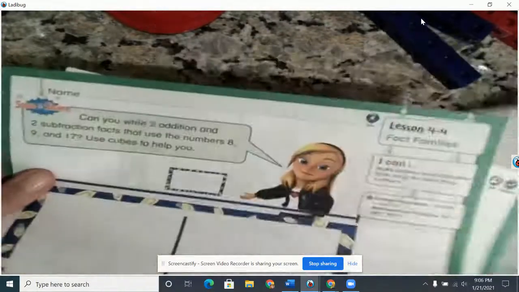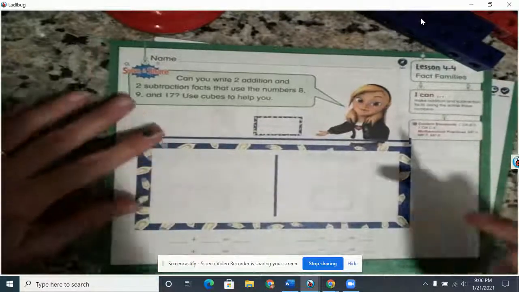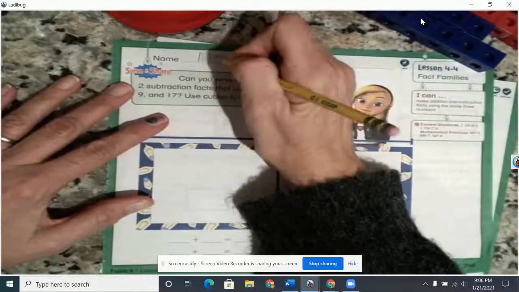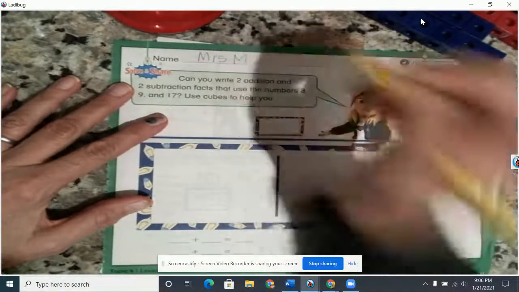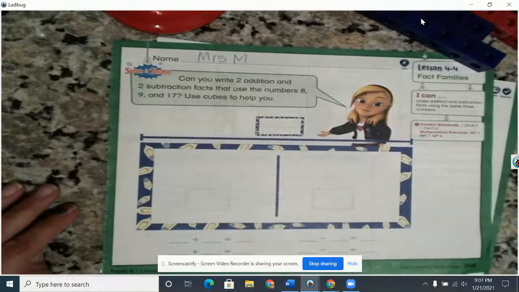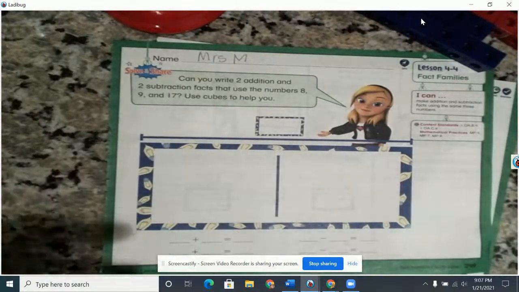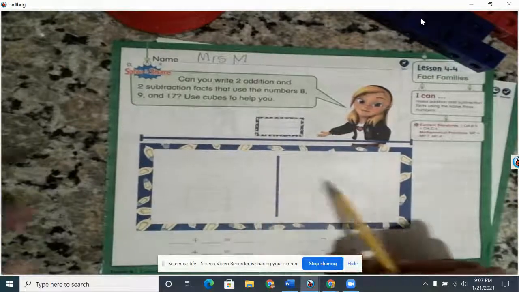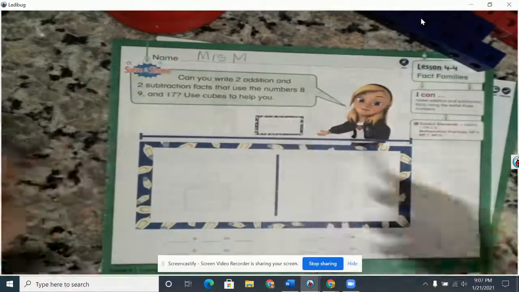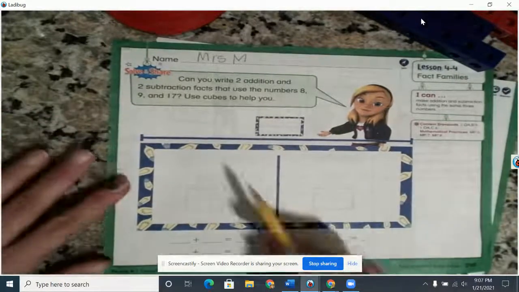So I'm going to go ahead and get started. First thing you're going to do is put your name on the top. We have worked with fact families before when we were doing addition. They were smaller numbers. These are going to be bigger numbers, but it's just the same thing. As long as you recognize that we're using a part whole mat, then piece of cake, right? So let's read the directions.